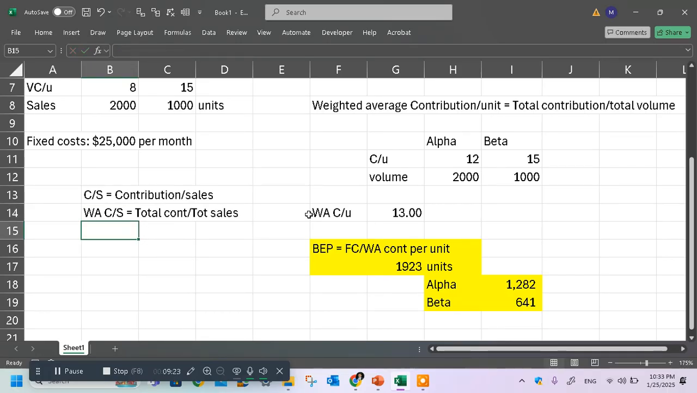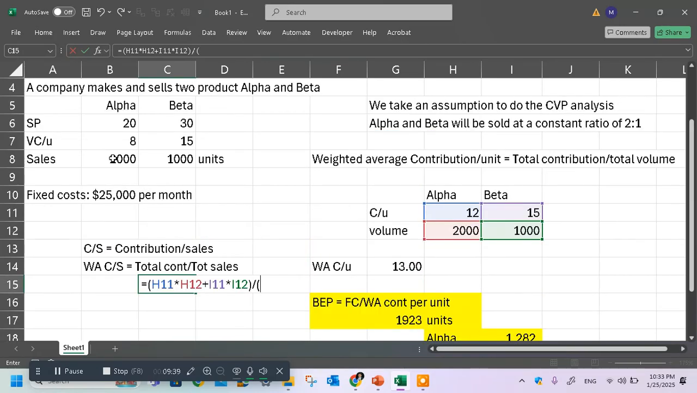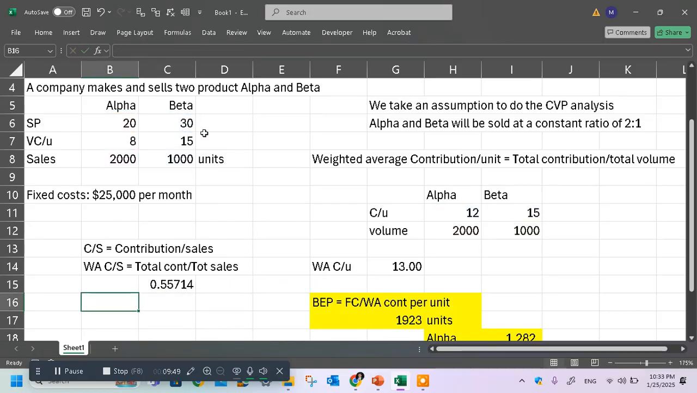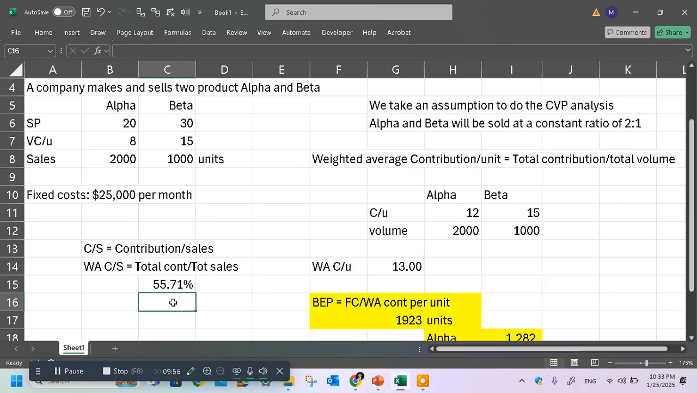Total contribution. How do you get total contribution? All the products multiply and get it. This multiplied by this plus 15 per unit multiplied by 1000. Total contribution. You need total sales. How do you get that? Here 2000 units, $20 selling price plus 1000 units, $30 selling price. Weighted average CS ratio is 55.71%.